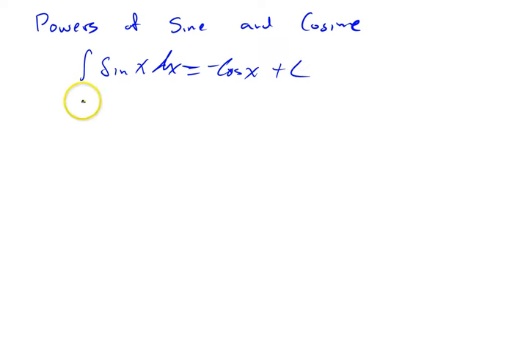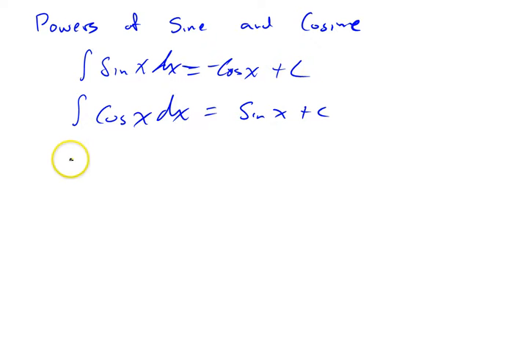And likewise, the antiderivative of cosine x is the positive sine x plus c. Okay. Sine squared and cosine squared are a little trickier to do. Actually, let me come back to sine squared and cosine squared. I'm going to take a look at if I had something like sine cubed of x.